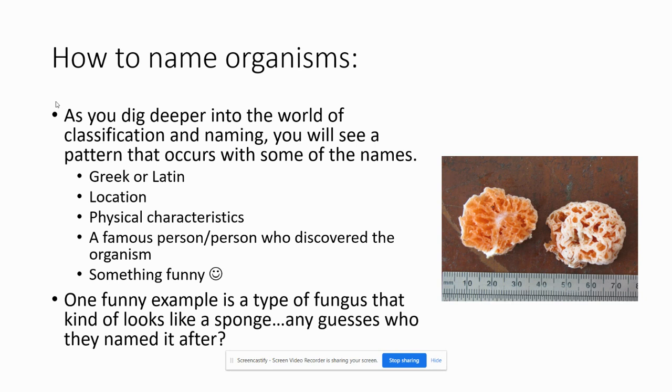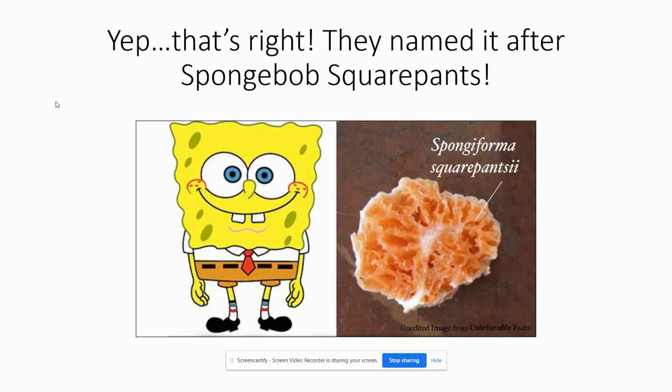So one example is the fungus that is up in the picture on the right. It kind of looks like a sponge. It's actually a fungus, but do you have any guesses of who they named it after? I'll give you a second before I go to the next slide. So they actually named it after Spongebob Squarepants. This is a real scientific name for this fungus. It's Spongiforma squarepantsii. They literally named it after SpongeBob SquarePants because they thought that it looked like a sponge, like from SpongeBob SquarePants. So sometimes the names actually do make sense of why they would name it this way.